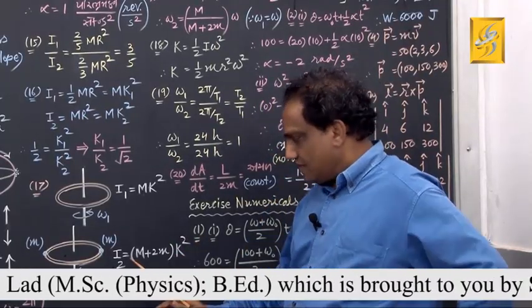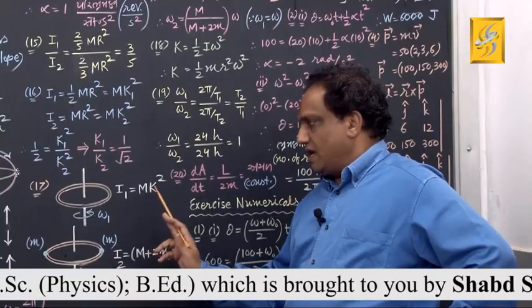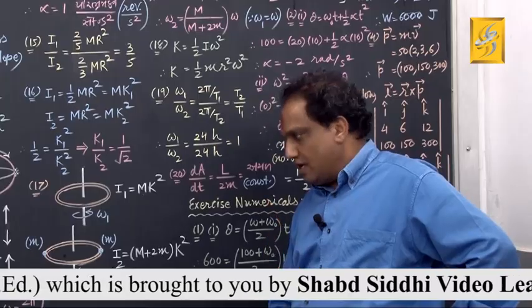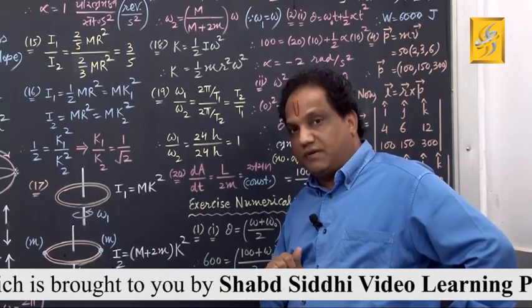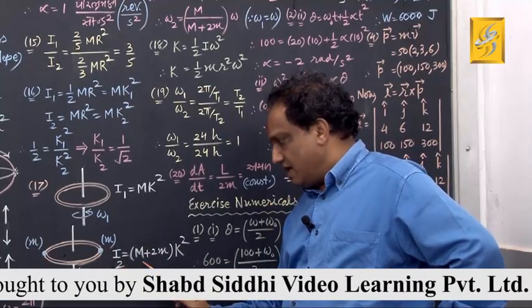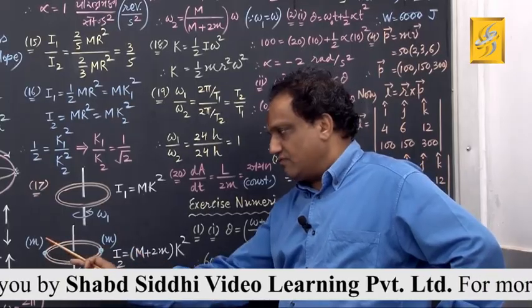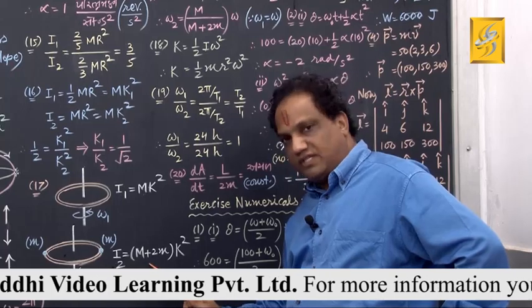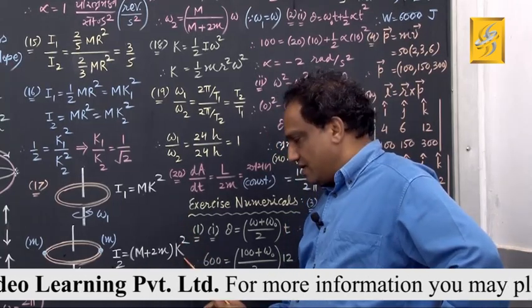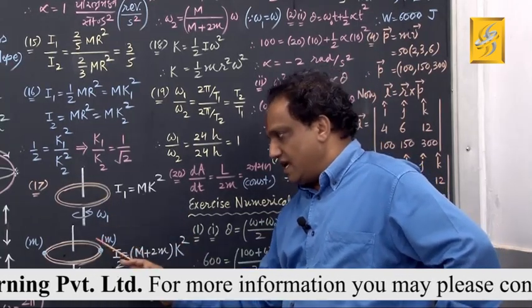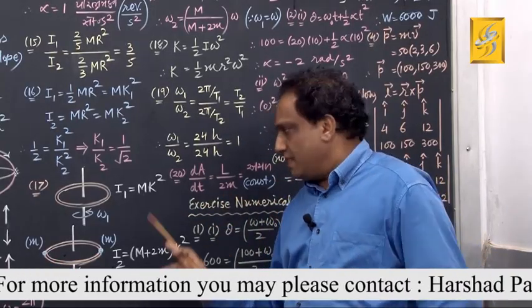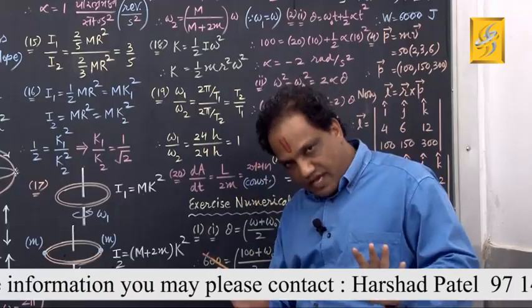I2 equals, according to this formula, mass into the square of the radius of gyration. But now what is the total mass of the system? The mass of the ring is capital M, and the sum of these two masses is m plus m, that is 2m. So now this gives the total mass of the entire system times k square. Because the ring remains the same, if the shape of the body remains the same, then the radius of gyration would remain the same. Fine.